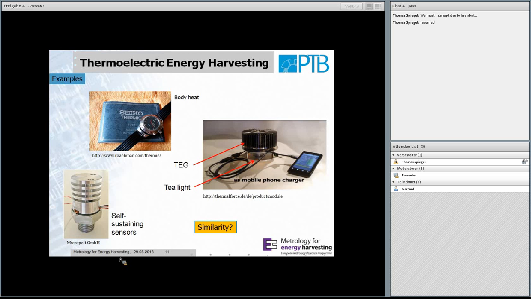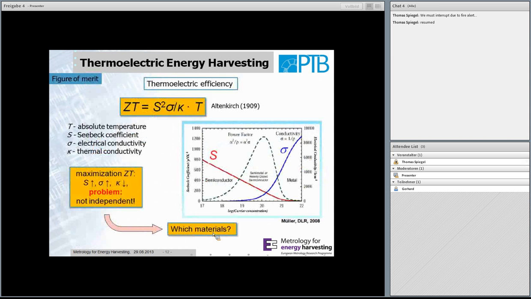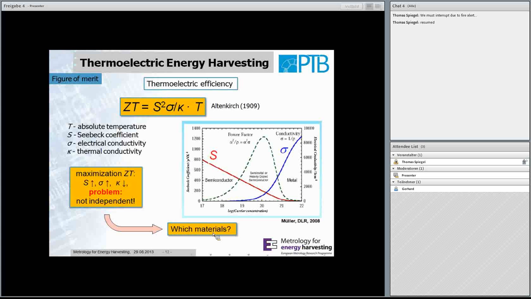Then, of course, we have applications for self-sustaining sensors. Company Micropelt constructs such sensors. And for instance, the T-light is here in this example used to recharge a mobile phone. But what is the similarity of all these examples? And you know it, I think, that is a low thermoelectric efficiency. And from this reason, I would now come to the figure of merit, the ZT value.